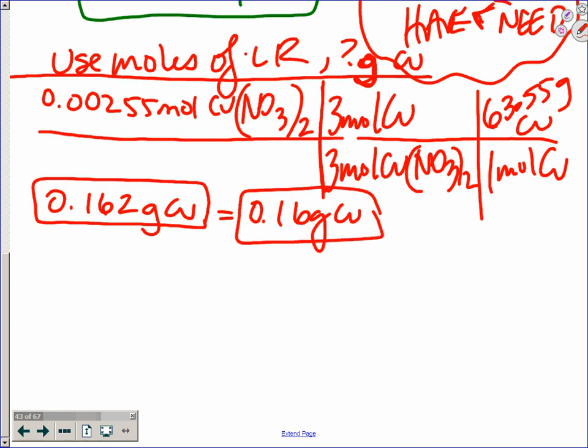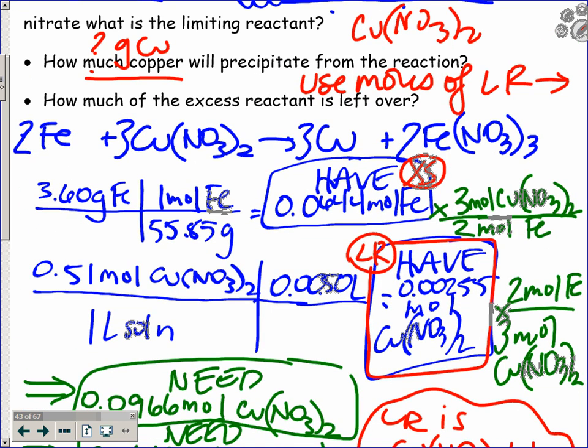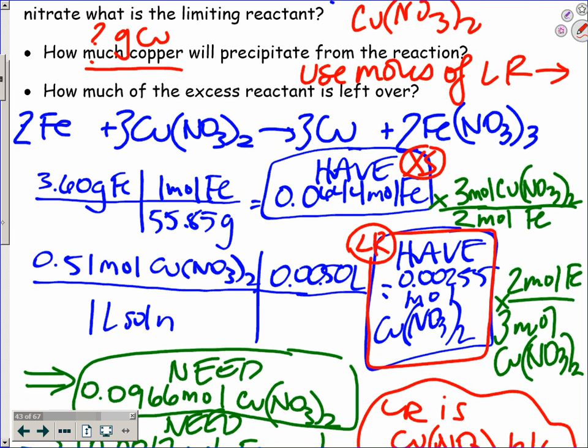The second question, sorry, I have to keep scrolling. I did not print this out for you. Can I scroll back up? Okay, so the next question is how much of the excess reactant is left over? If we had a recipe and we were trying to figure out how much was left over, what do you think we should do mathematically, CJ? Have minus need, good. You have a whole lot, you only needed a little bit in the reaction. When you subtract those, that tells you how much is left over, right? It's just math.